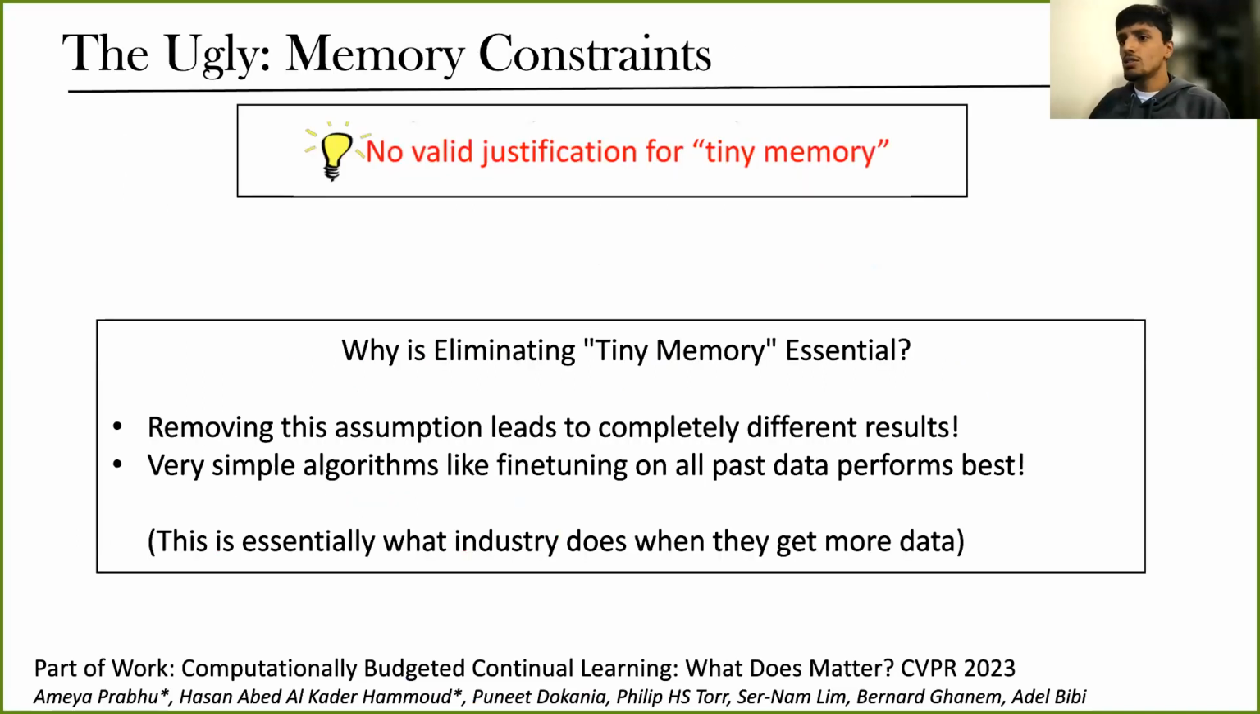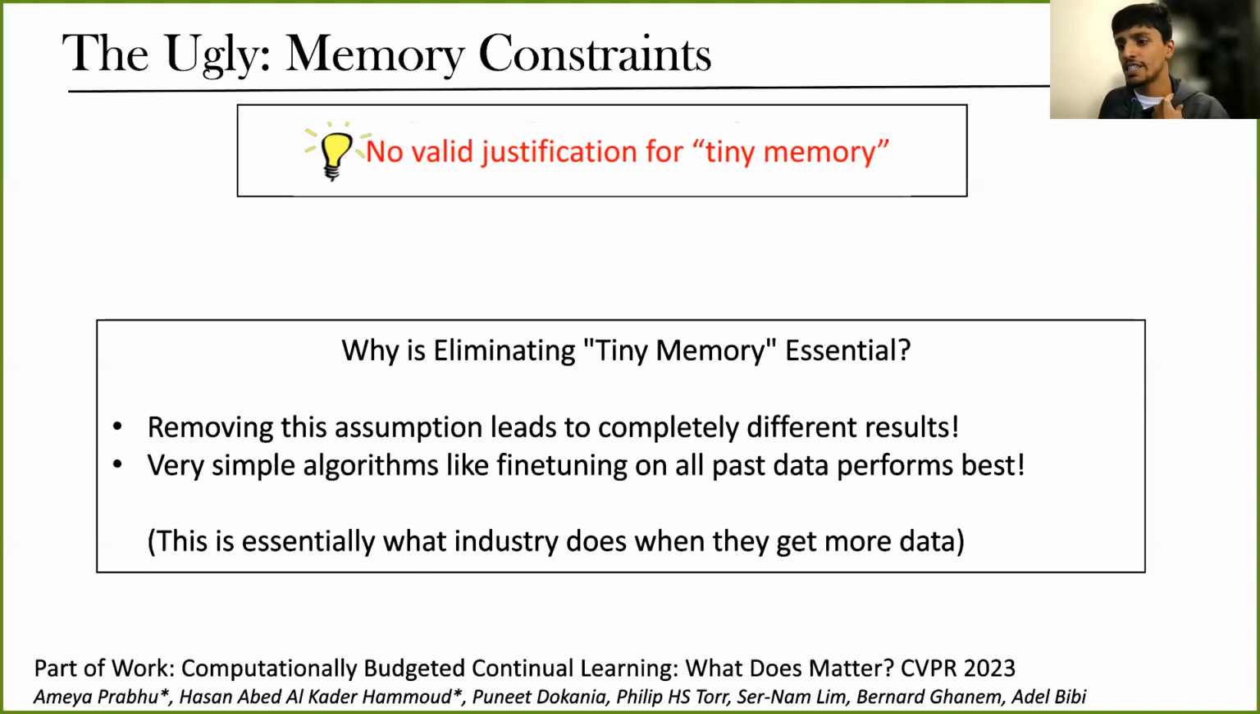All right. So why is this ugly? It's because eliminating this tiny memory constraint results in very different results. Very simple algorithms like fine-tuning on all past data, which is you take whatever the latest model you have and keep fine-tuning it on past data, perform really well. And this is essentially what industry does when they get more data. They just take the latest model and fine-tune a bit on the concatenated dataset. The question here is how to sample the dataset, and we show that just class balance sampling does the trick. This is why eliminating this constraint is essential.